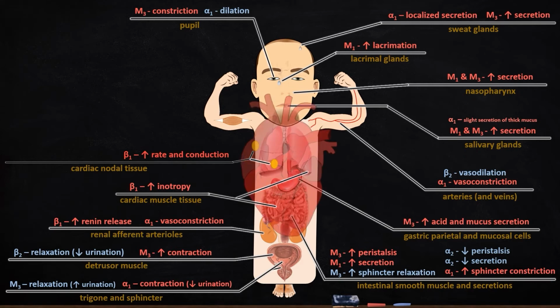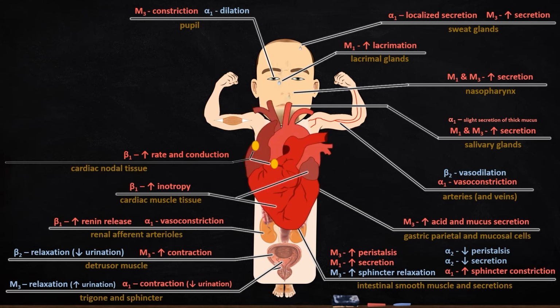However, if we had extra muscarinic activity, specifically M2, that would do the opposite. That would lower the rate of impulse generation and conduction. So that slows down the heart.